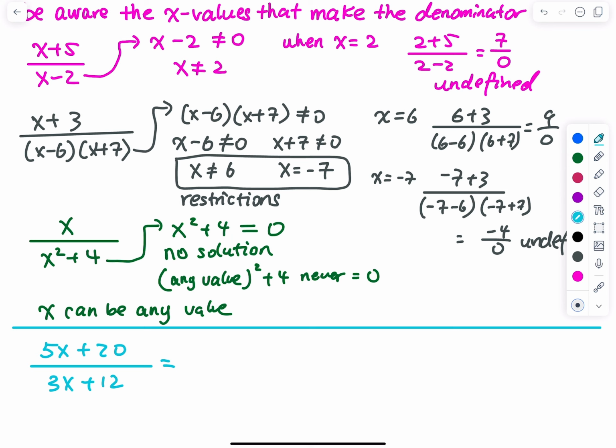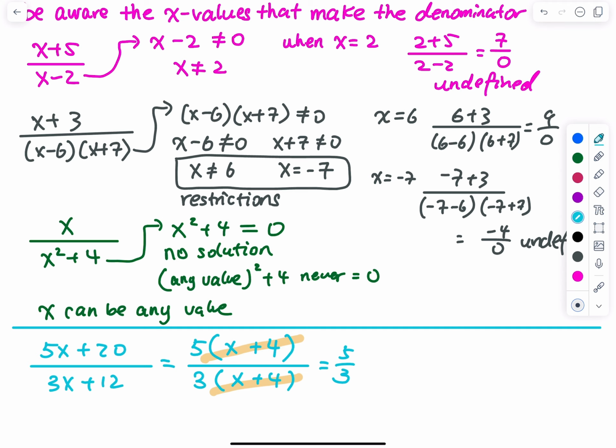The top is easy. 5 and 20, they are multiples of 5. I will just take a 5 out to see what is left. So this is x, and 20 divided by 5 is 4. The bottom, 3 and 12, they are multiples of 3. Then I have x plus 4. So we have all multiplication on top, all multiplication on the bottom: 5 times x plus 4. Therefore, I can go ahead and cancel this with that. So this answer is 5 over 3.